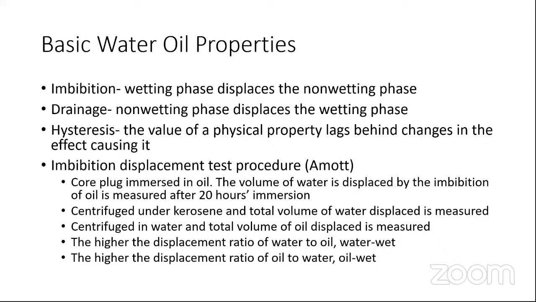So the core plug is immersed in oil. The volume of water displaced by the imbibition of oil is measured after 20 hours of immersion. The centrifuge under kerosene, and the total volume of water displaced is measured. The centrifuge in water, and the total volume of oil displaced is measured. The higher the displacement ratio of water to oil, it's water wet. The higher the displacement ratio of oil to water, it's oil wet.